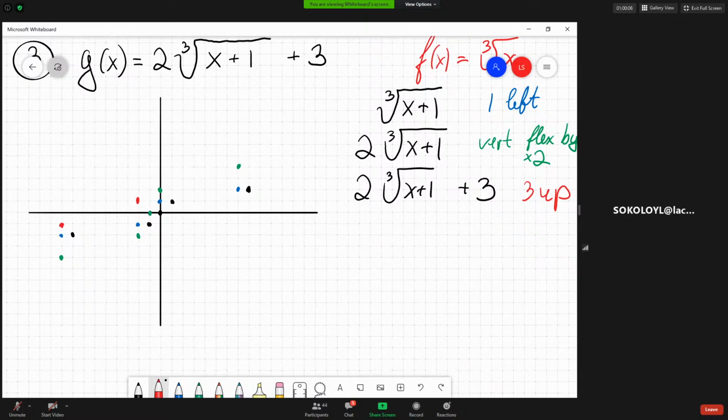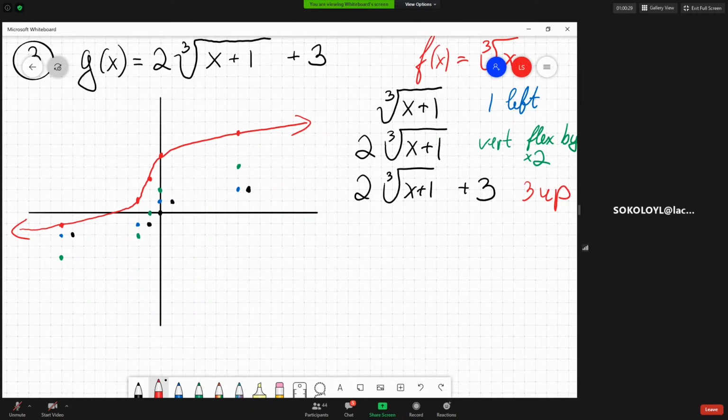This guy, 1, 2, 3. This guy, 1, 2, 3. And this guy, 1, 2, 3. And this should be now the final version of my graph. If I connect them nicely, then that's what I should get.